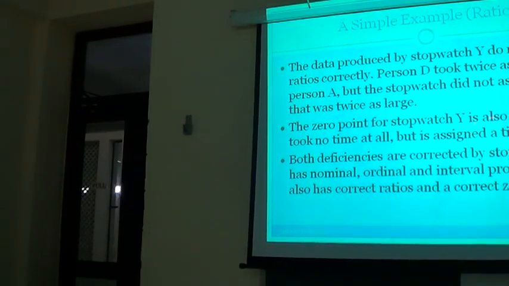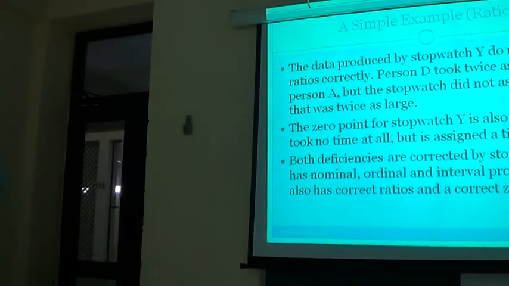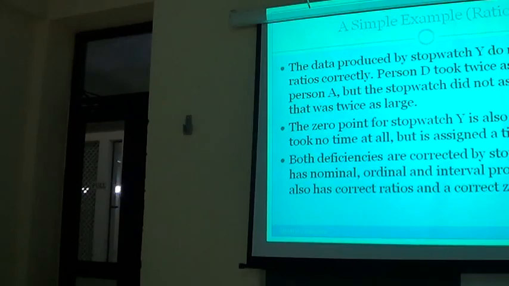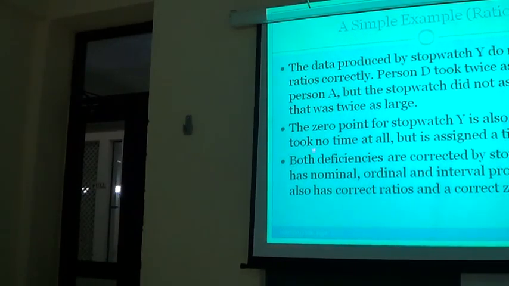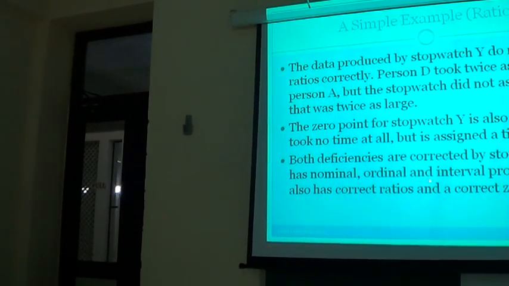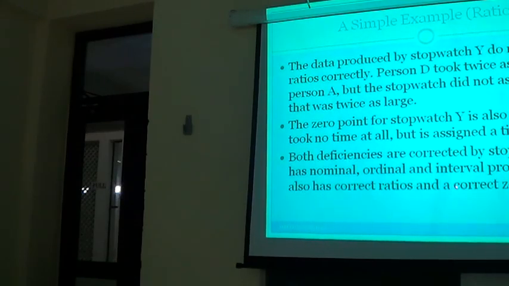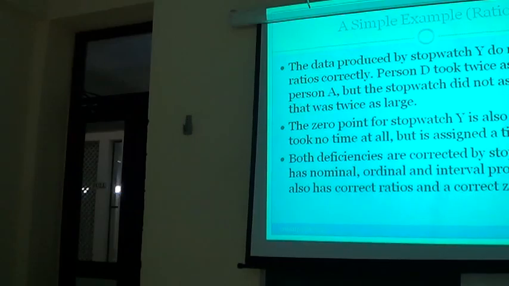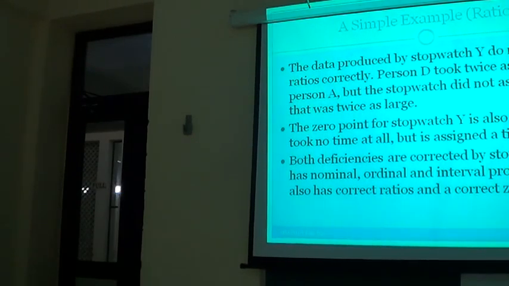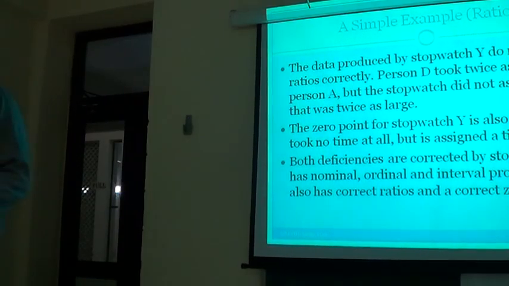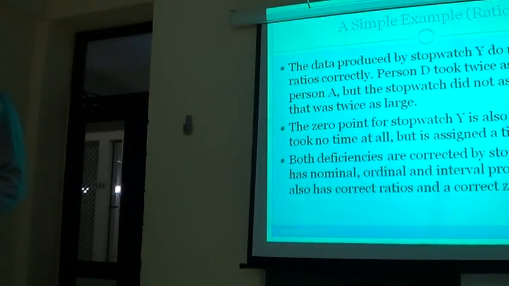The 0 point of stopwatch Y is also incorrect, as I explained before. The 0 point in the case of interval is 1, that is wrong. But in ratio it is 0, which is preserved there. Both deficiencies are corrected by stopwatch Z, that is the ratio level. So it has nominal, ordinal, interval properties, but also has correct ratios and a correct 0 point. Everything has passed, so ideally that is a very good stopwatch. Is that clear? We will continue this, only a few more slides left, in the next class.